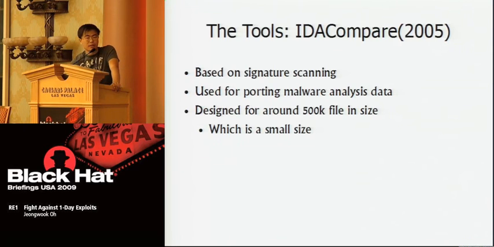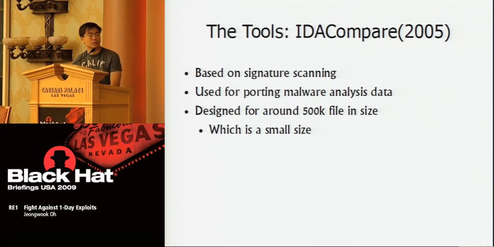It was mainly used for malware research, like malware analysis, data transfer or something. And they were designed for files around 500K in size, which is very small, because Microsoft files are usually 800K or 1 megabyte or 2 megabytes.